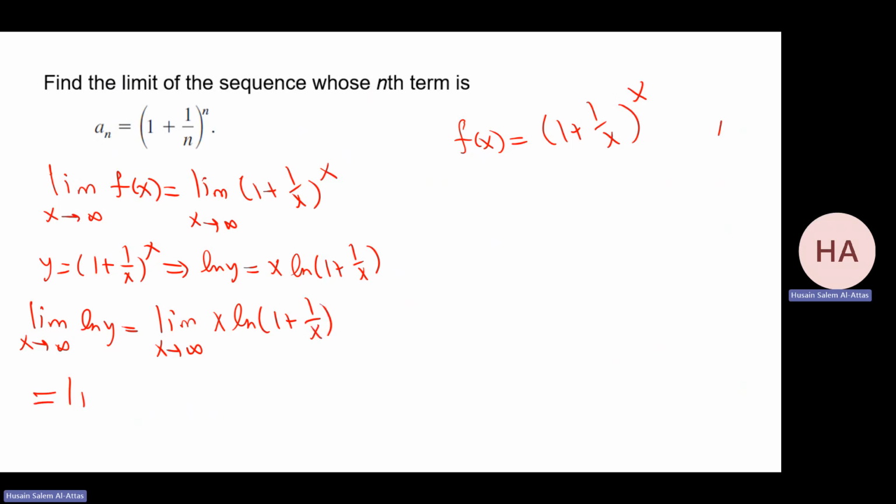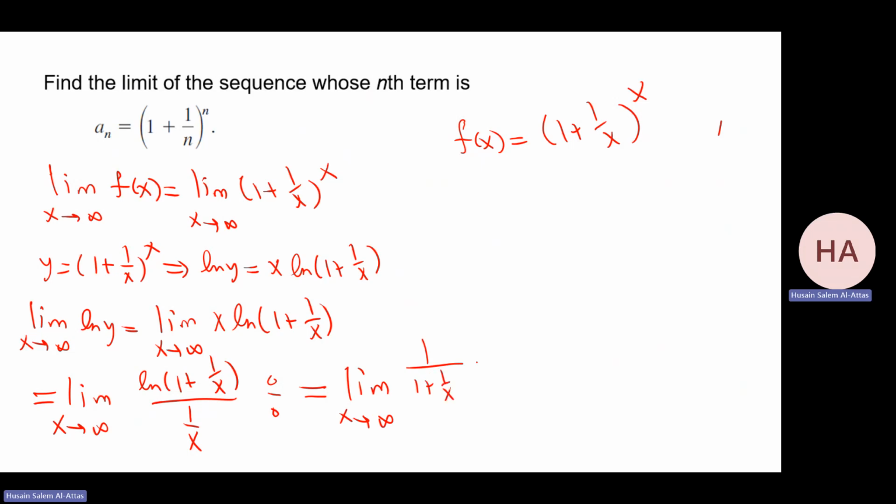And that I can rewrite as the limit as x goes to infinity of ln 1 plus 1 over x over 1 over x. Now this one is 0 over 0. So using L'Hopital's rule, I have what? 1 over 1 plus 1 over x, times minus 1 over x square, over minus 1 over x square. This is cancelled. I'm getting 1.